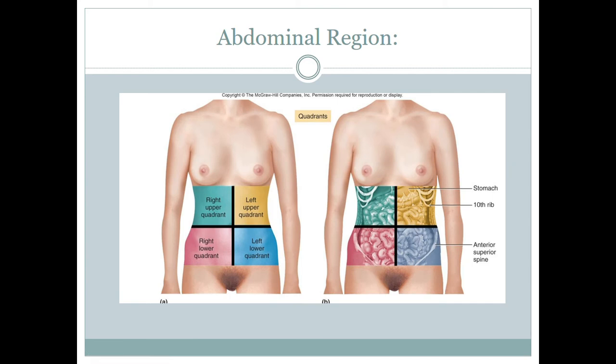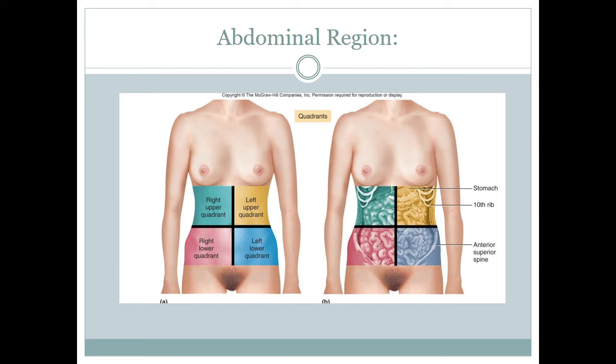Along the trunk of our body, the area between the bottom of the rib cage and the pelvis is called the abdomen. And in order to describe the location of structures in the abdomen, it's either divided up into 4 regions or 9 regions. The 4 regions are called quadrants, and they're just named according to their relative position.